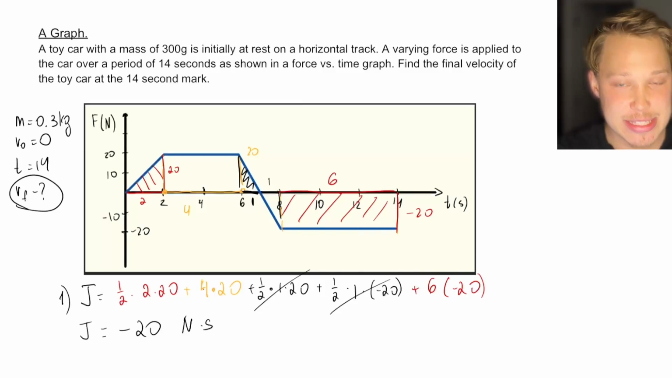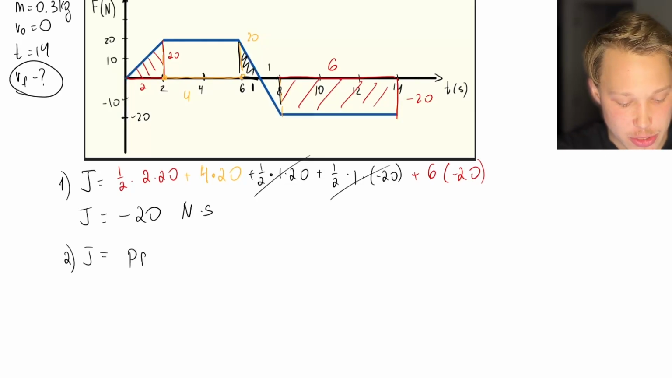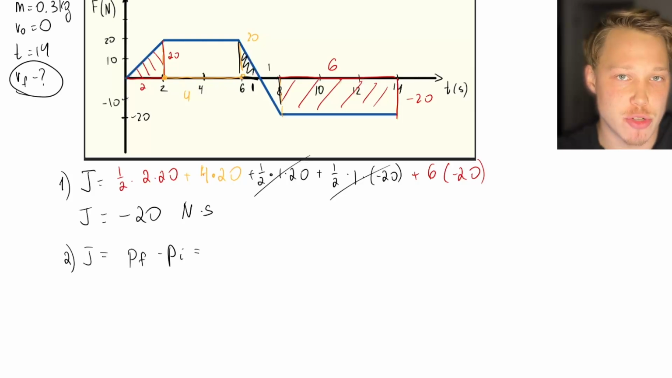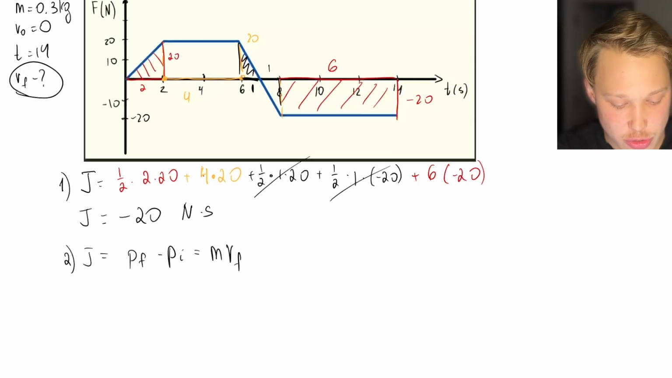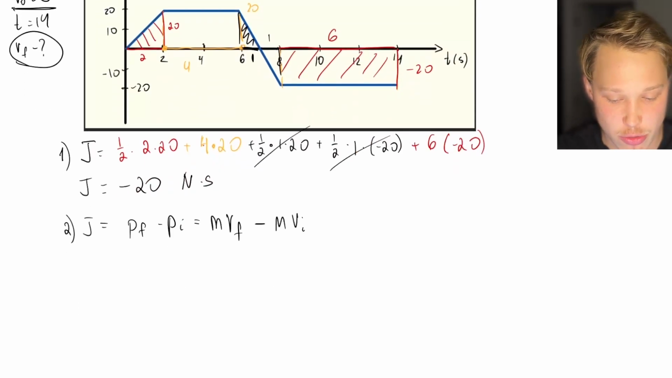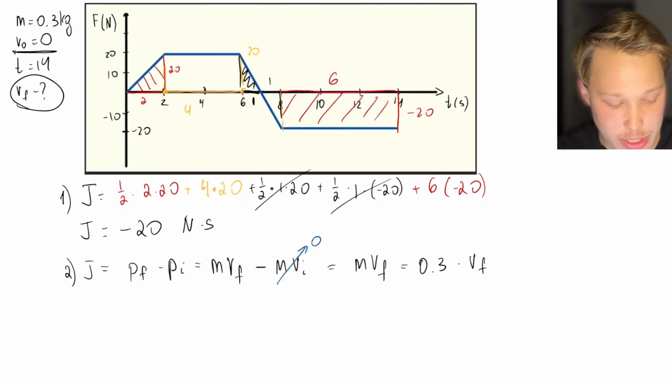Well, it's time to remember the second equation for impulse, which is final momentum minus initial momentum, right? Again, in this example, the only object is the toy car. So momentum is mass times final velocity minus initial momentum, mass times initial velocity. Now it said that the initial velocity is 0. So initial momentum is 0. So essentially it's just mass times final velocity, where our mass was 0.3 kilograms, and vf is what we need to find.